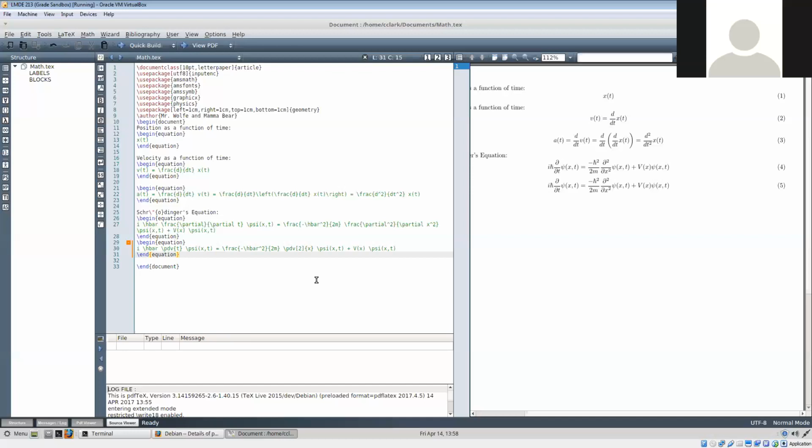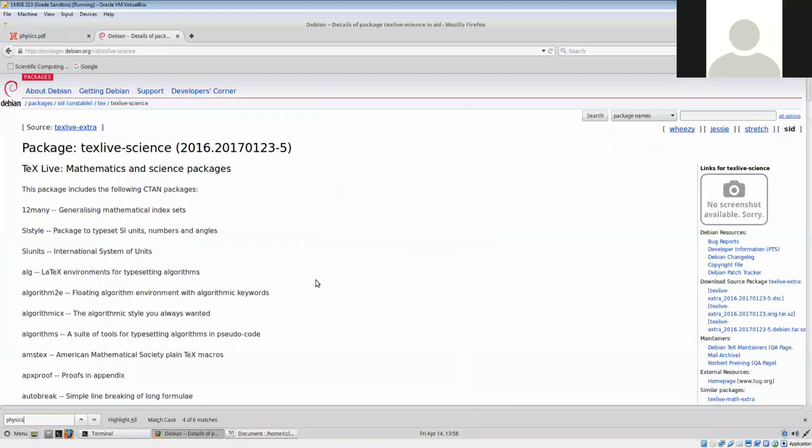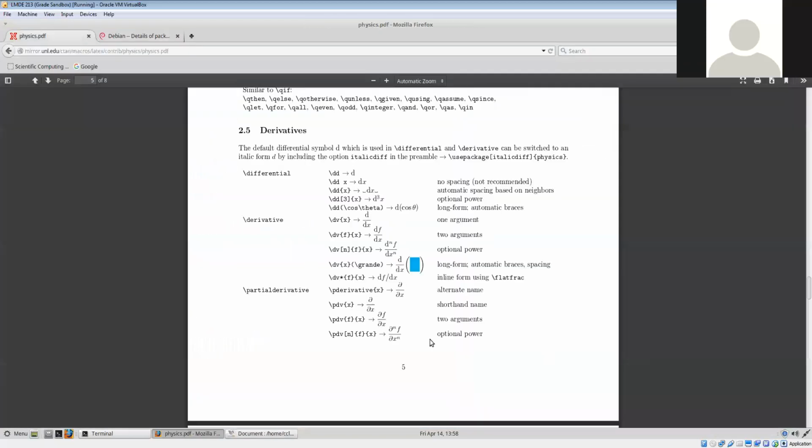Let's see if there's a derivative function. Yeah, this one right here. So let's do dv x parentheses grande. Let's see how that works. That is automatic braces and spacing. It's a long form. So let's see.